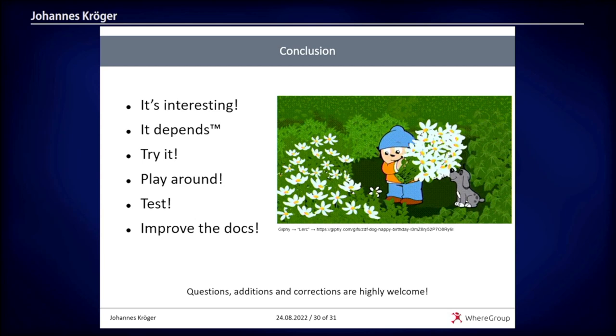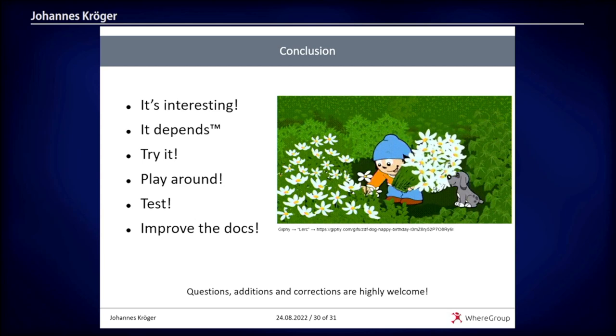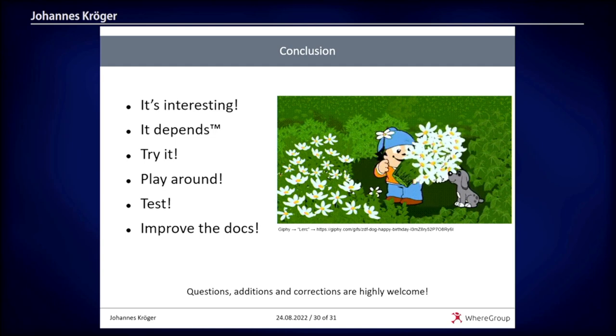And yeah, if someone's sitting here and saying, oh, that was totally wrong, please correct me right now, right? I'm not here to be right. I want to share some ideas and stuff. So don't be afraid to ask questions, but also add corrections.